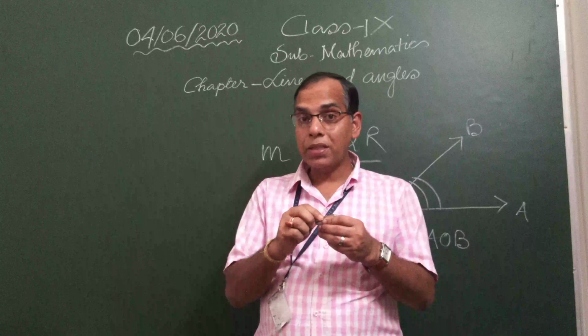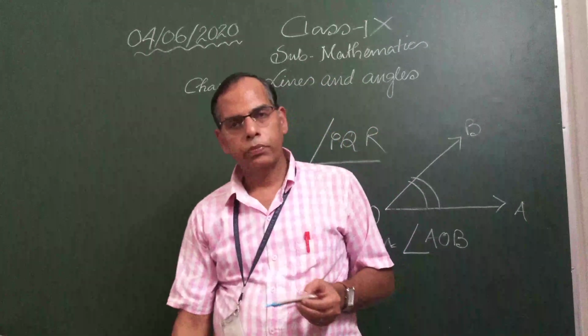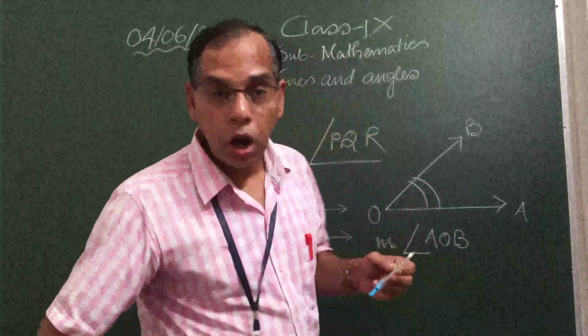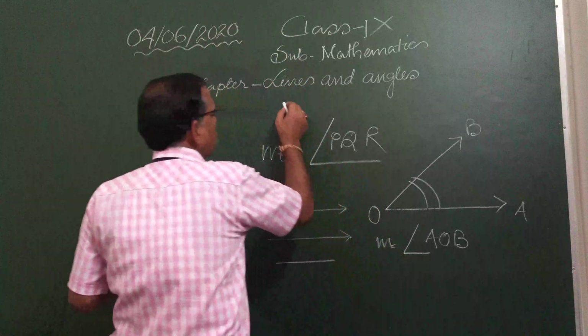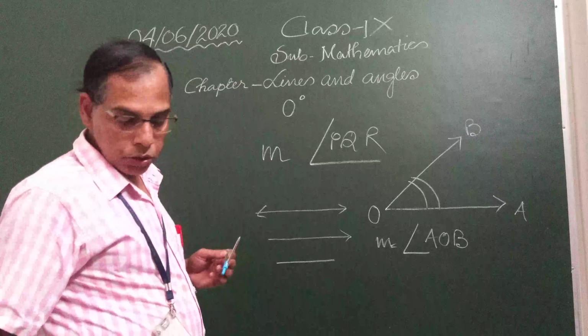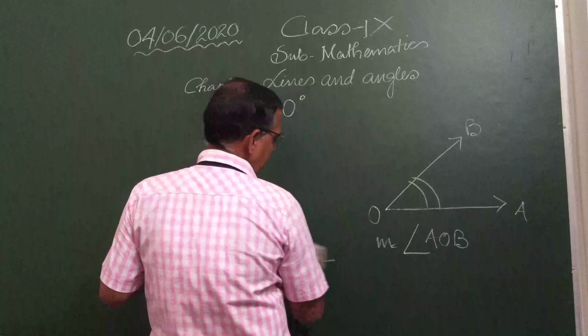But what is the measurement? Because two rays are there, there is a 0 degree angle. Now next, you see. So first, what did you get? 0 degree. Remember, 0 degree means no deflection. Now next, let's see.